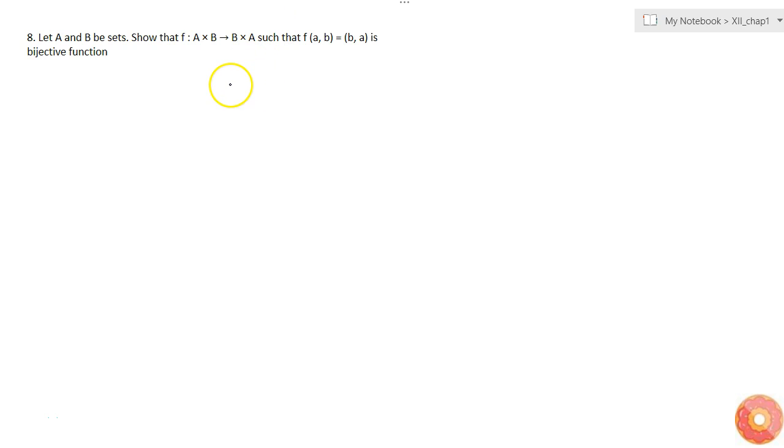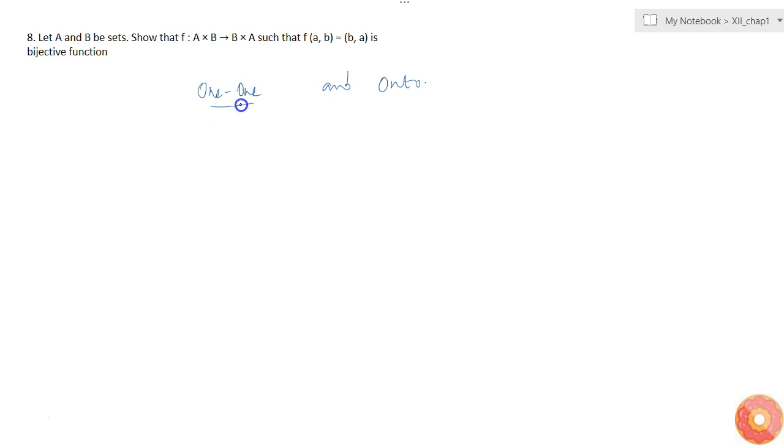In this question, we are asked to show that the given function f, which maps from A cross B to B cross A, is a bijective function. So first let's understand what a bijective function is. A bijective function is something which is both one-one and onto. If it's both one-one and onto, then it's called a bijective function.